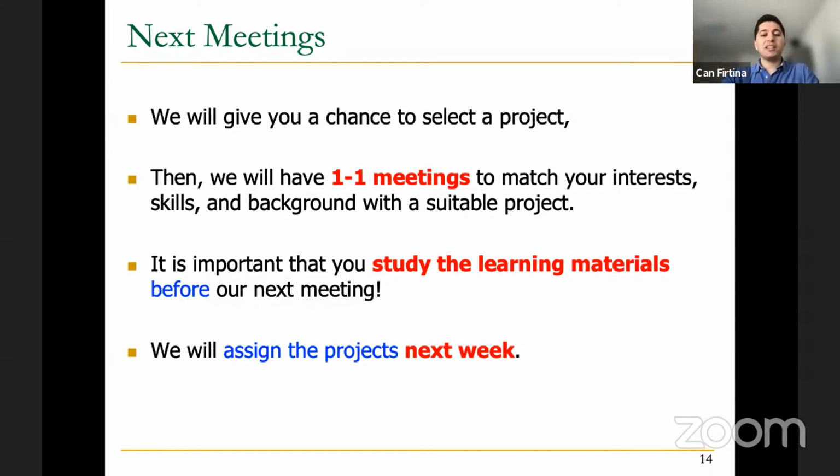So it's not just a single project, but you should really be ranking them based on how much you like them, how much you want to work on them. And then we're going to assign the projects based on your preference, but also based on your background. So in order to assign you, hopefully, the best project, we're going to see your decisions, and then we're going to have a one-to-one meeting to match your interests, skills and background, and then we're going to finalize the project that you're assigned in that one-to-one meeting.